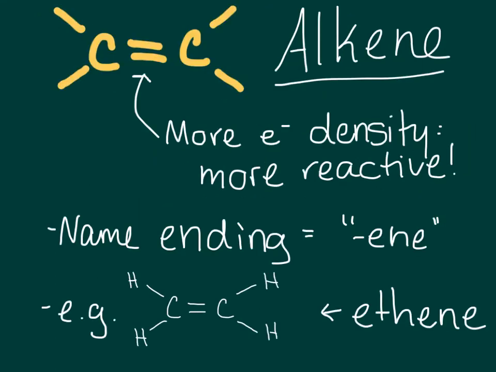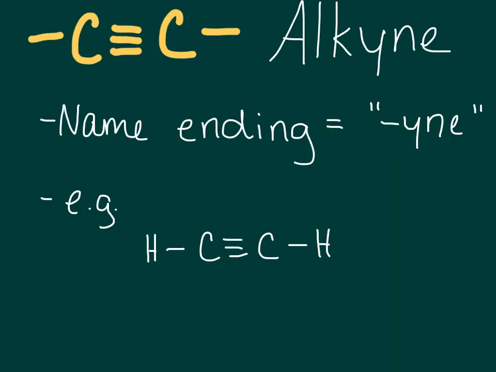First up is the alkene. Alkenes are just compounds that contain carbon-carbon double bonds, in addition to all of those single bonds. Because of the increased electron density within that double bond, there are two shared electron pairs instead of just one, that tends to make alkenes a little bit more reactive. They have names ending in -ene, E-N-E, and one example is ethene, also known as ethylene, which is a plant hormone responsible for ripening.